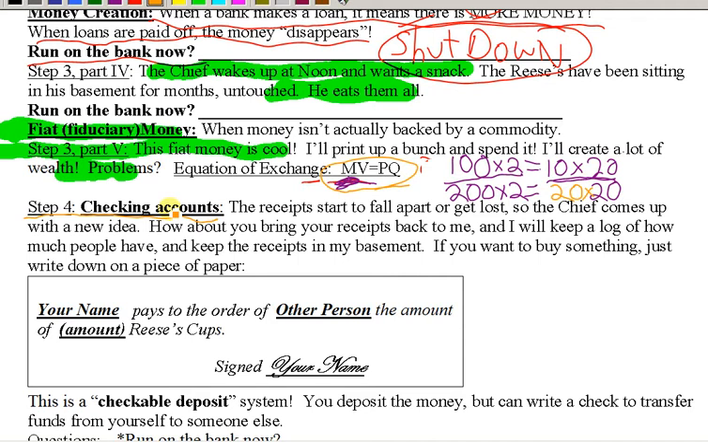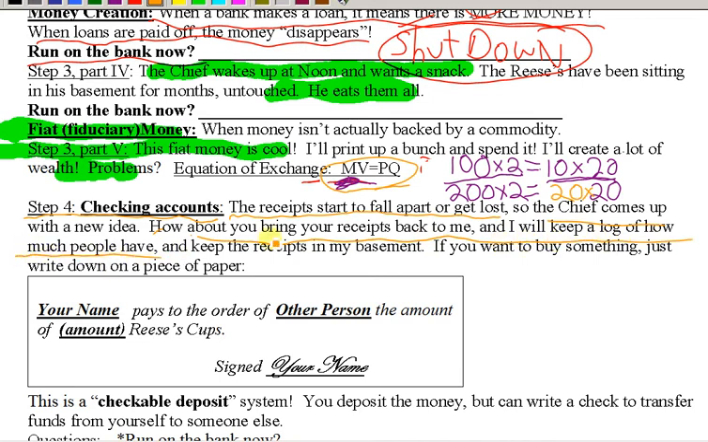And so you can imagine a story. The receipts, the paper money might start to fall apart or get lost. Why would you want to carry the money around all the time? As long as you trust the bank, let them keep a record of how much money you have in the account. They used to have little passbooks where the bank would stamp how much money you have in your account whenever you make a transaction. So the chief comes up with a new scheme. How about you bring your receipts back to me, and I'll just keep a log of how much money people have.